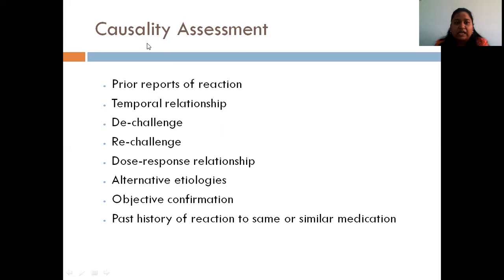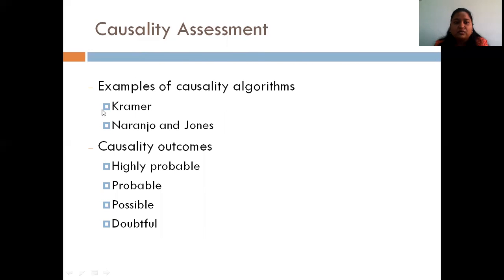Lastly is the causality assessment. What is the causality assessment? It is the severity of the ADR. So the reactions which have a prior report of the reaction, which can be a challenge or a de-challenge, and they have a causal relationship with the dose. Examples of the causality algorithms are Karch and Lasagna, the Naranjo, and the Jones.